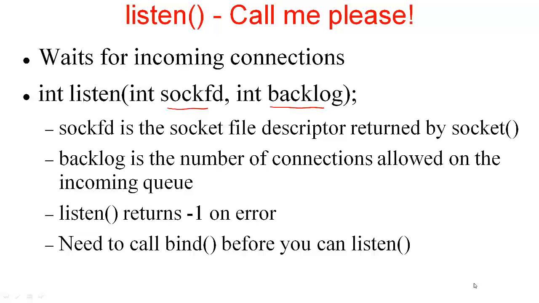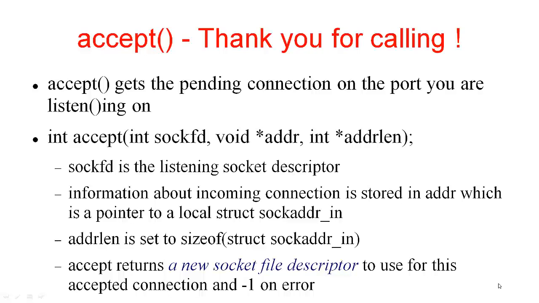Later it will call accept to accept this incoming connection. But before accept is called, there may be multiple incoming connections, all of which are queued up, and this backlog specifies how many connections are allowed on the incoming queue. If it exceeds this number, then connections will be dropped. Again, listen returns -1 on error. Again, important point to note, you have to call bind before you can listen because you need to specify information about the port on which you should listen.